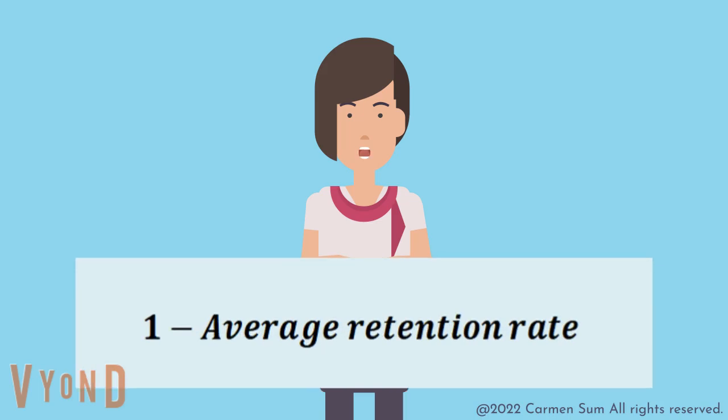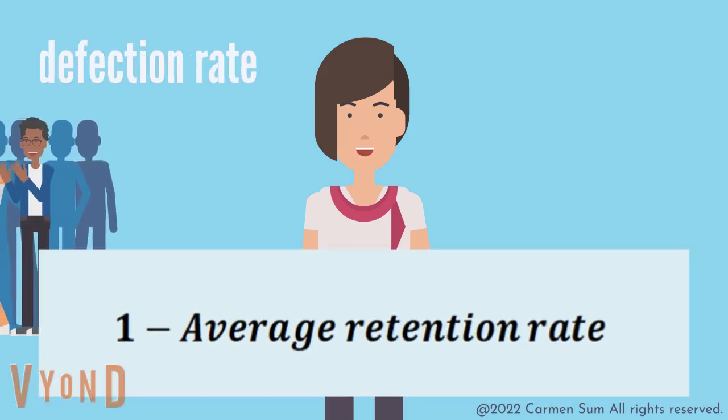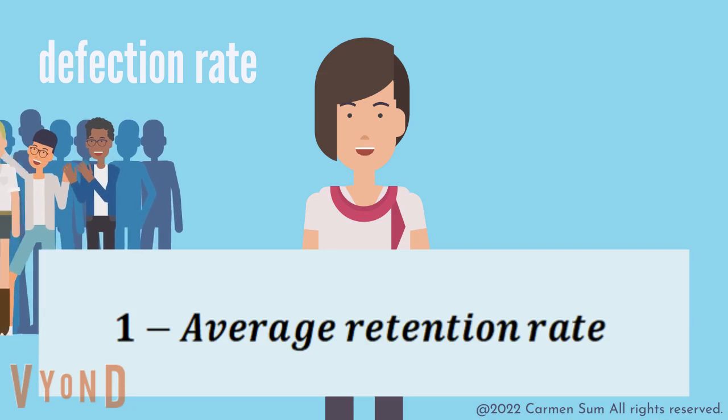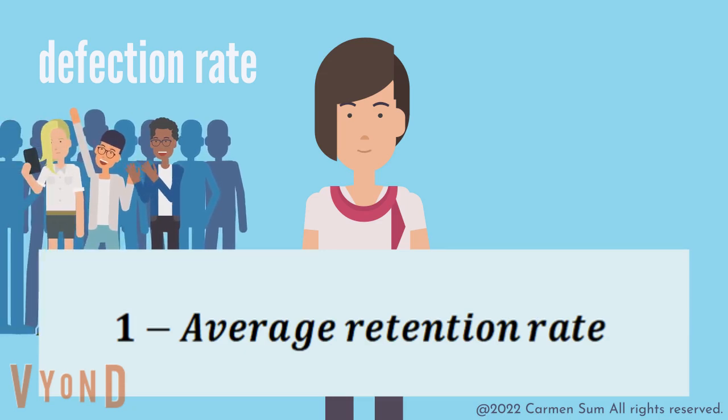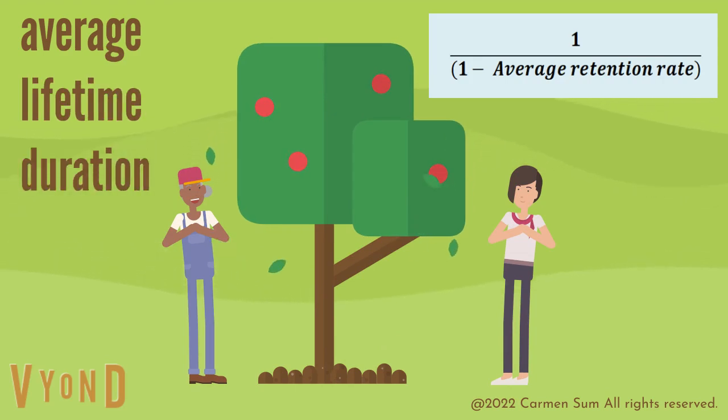We could also calculate the defection rate, which is the likelihood that customers defect from a focal firm in a period, given that they were active in the previous period. Once we have retention rate or defection rate, we could calculate the average lifetime duration. It refers to how long the customers remain customers in a focal firm.